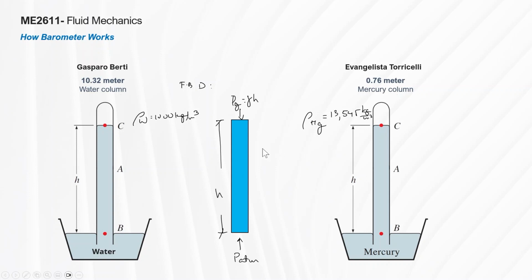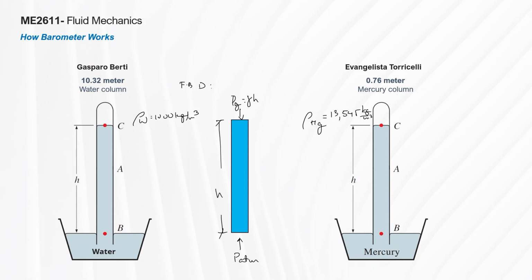In fact, you can compute for it if you know the densities. For water, that's 1,000. For mercury, that's 13,545 kilograms per meter cube. All you have to do is multiply your density times 9.8066. So 1,000 times 9.8066 times 10.32, and see what the answer will be. It'll be almost close to our absolute atmospheric pressure of 101.85. Not exactly.